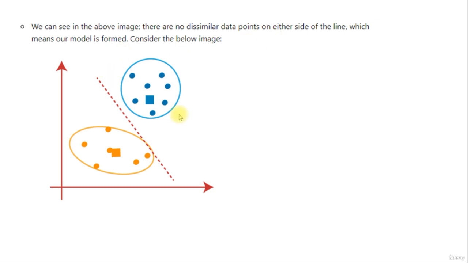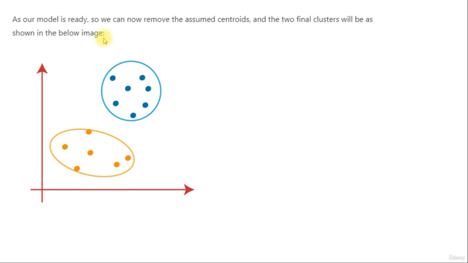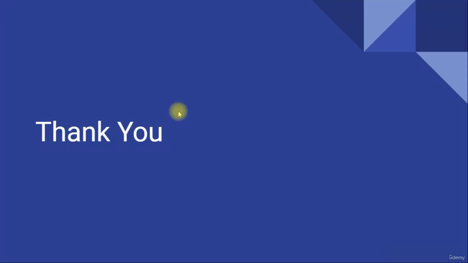In this image, now our model is ready and we can remove the assumed centroids, and two final clusters will be shown as you can see in this image. So this is how k-means clustering works. I hope you are very clear with the basic working of k-means. Now let's move to the practical section and try to implement it in the Jupyter notebook.